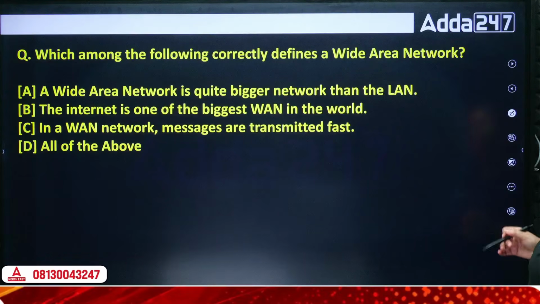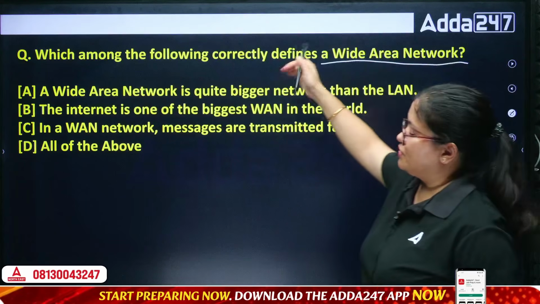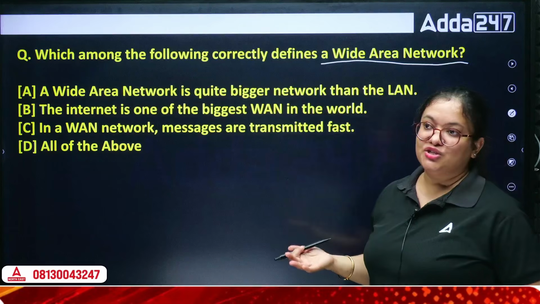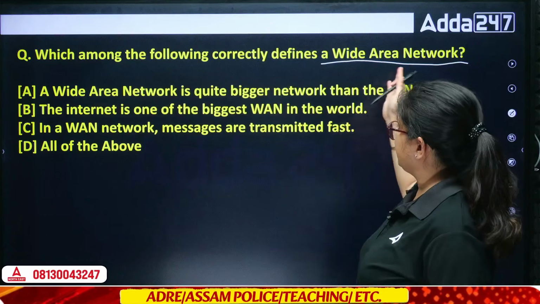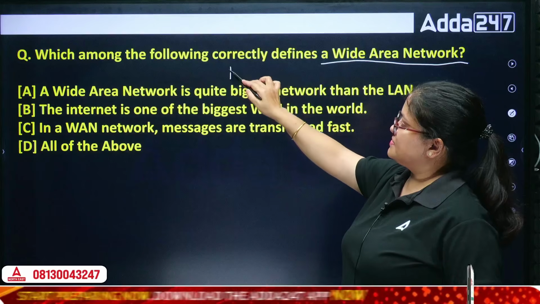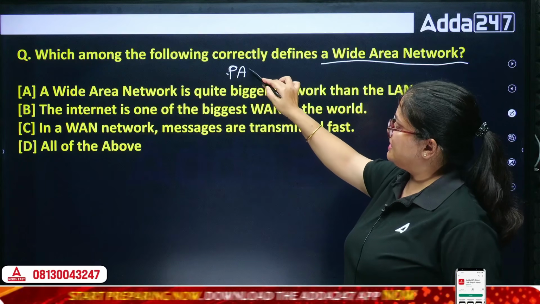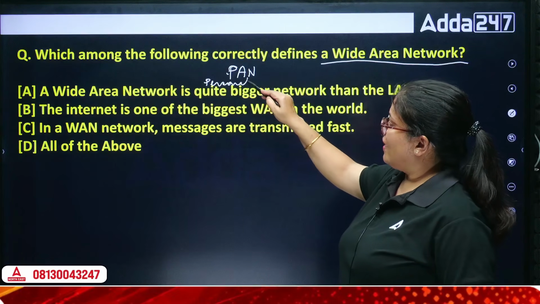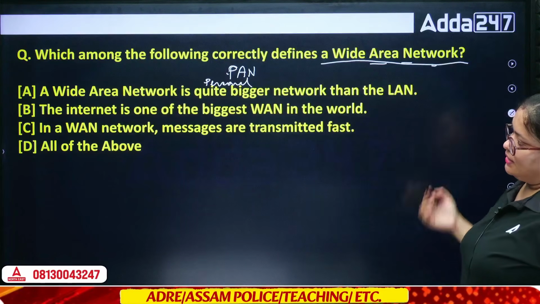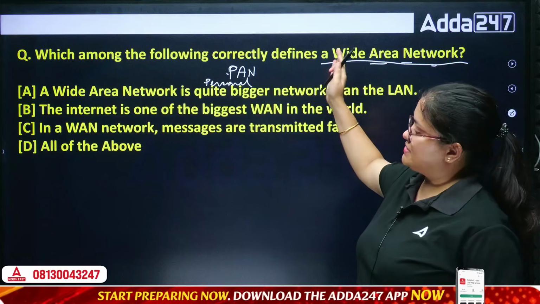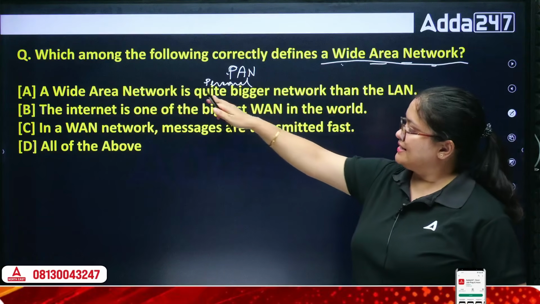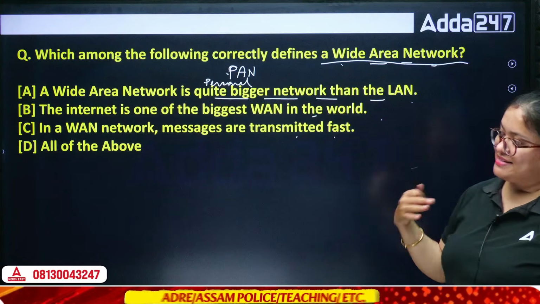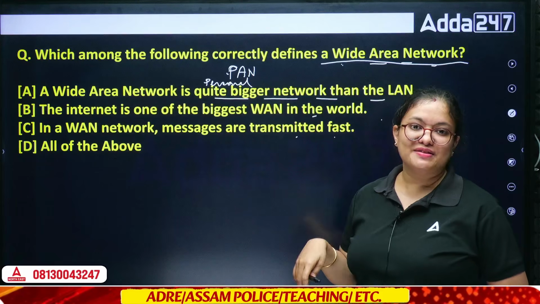Okay, next, which among the following correctly defines a wide area network? Whenever a question is asked on wide area network, mostly they ask to arrange from ascending to descending or descending to ascending. Whenever we talk about networks, the smallest one is PAN, also known as personal area network, while WAN is the largest. I'll arrange them, but first the answer. Whenever we talk about WAN, what is its function? It is a much bigger network than LAN, the biggest in the world, and the messages transferred here are very fast. So what will be the answer?